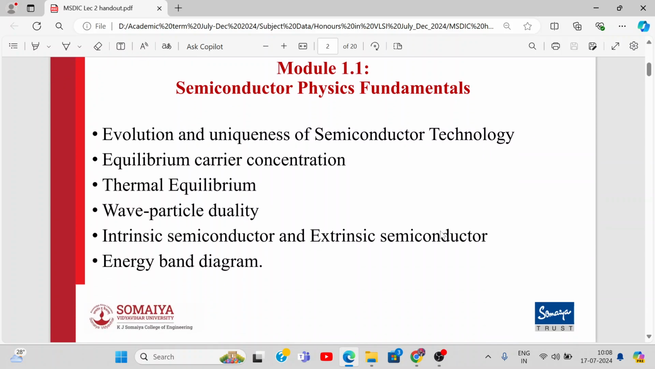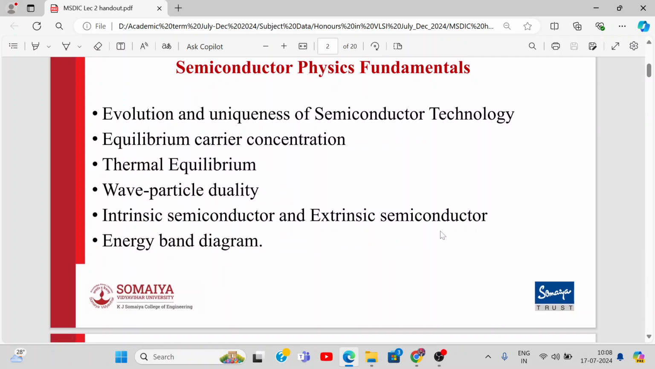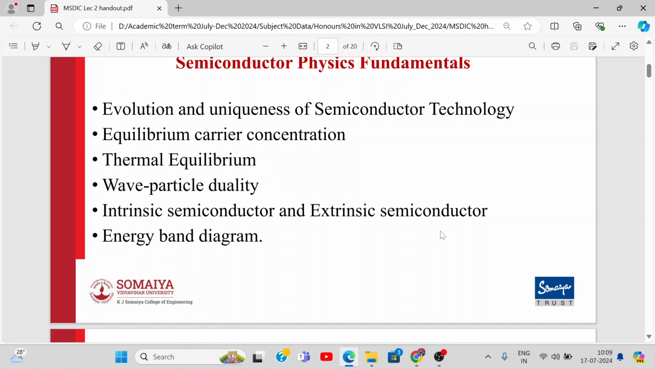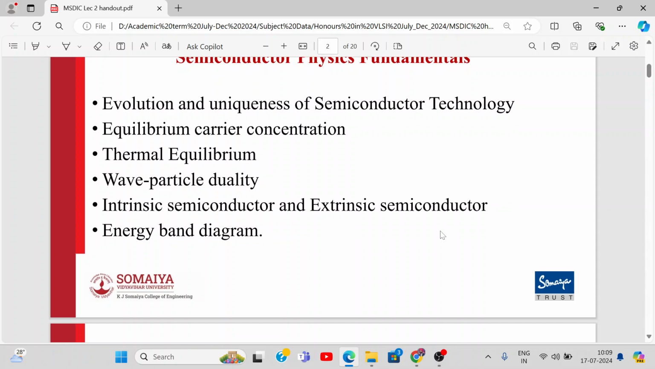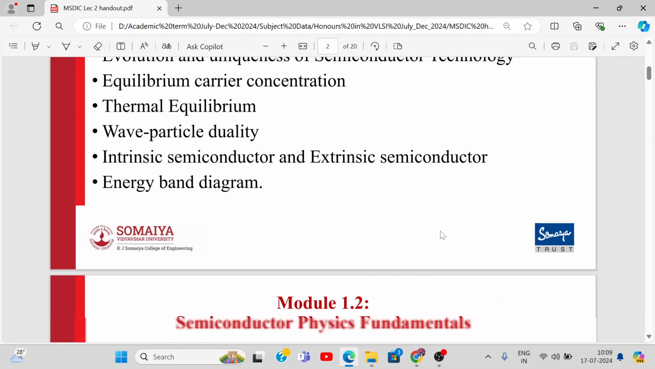We'll start with module number 1.1, that will be Semiconductor Physics Fundamentals. Today we'll briefly study the evolution and uniqueness of semiconductor technology, and also refer to the concept of equilibrium carrier concentration and thermal equilibrium. The rest of the topics, for example wave particle duality, intrinsic versus extrinsic semiconductor, and the energy band diagram, will be covered in the next lecture.